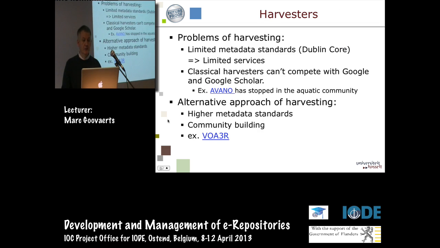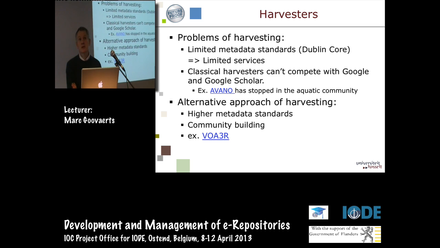The OAI harvesters have some problems. First of all, the OAI protocol asks that a metadata standard is used. And the metadata standard used, the basic one, is Dublin Core. And we will see later, Dublin Core is very limited, 15 fields to describe a record, while if you go to MARC XML, then you have much more granularity in your metadata.